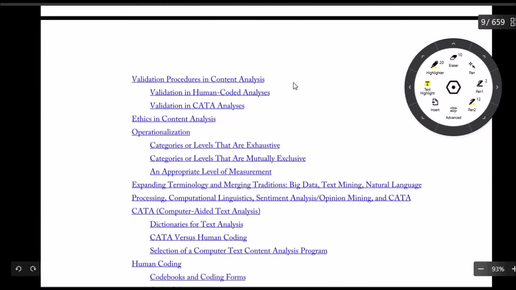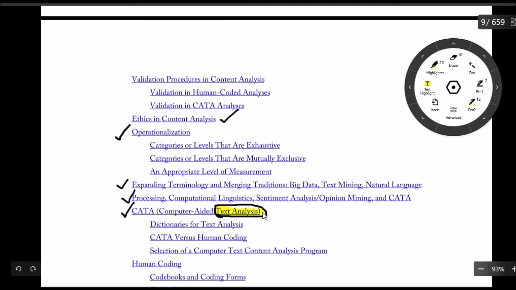Now, someone who is interested, we will go into depth about these things also side by side. Apart from this, you have got what we call the validation process procedures in content analysis. And remember, it is not just reading this one only. There are other things also which are necessary: ethics in content analysis, then operationalization is also there, expanding terminology, processing, and then text analysis, which they call the kata.